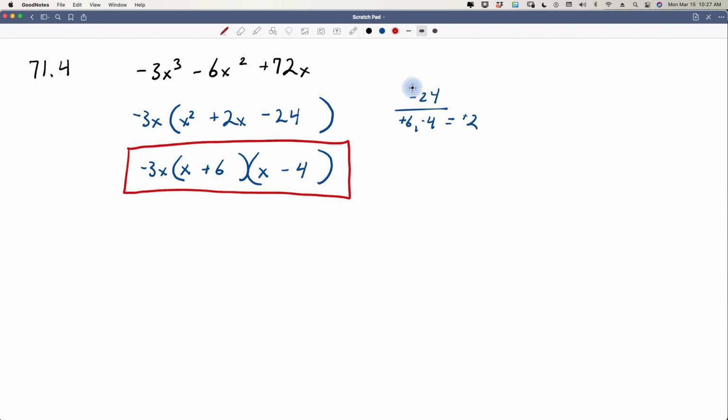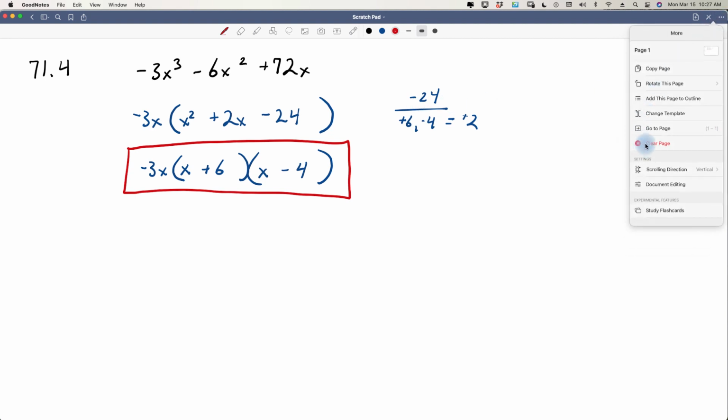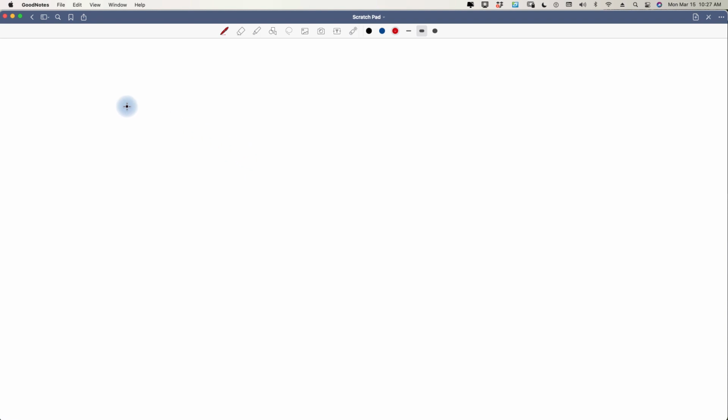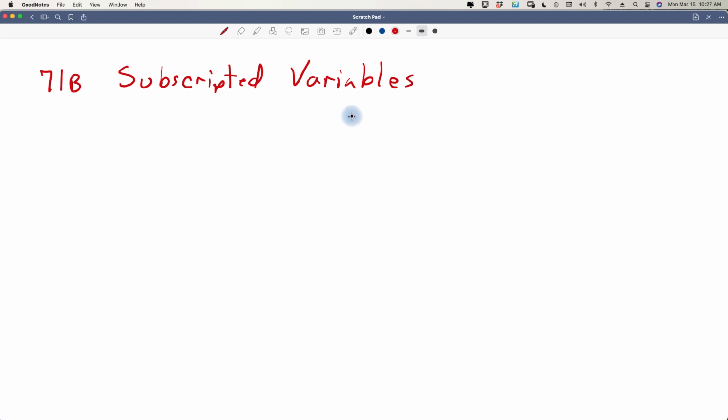All right, now we're moving on to the second part of lesson 71, which is subscripted variables. It's just a different type of variable. It is not difficult at all. Think about when we're first tempted to write a variable, we want to make it describe kind of what we're doing. That's all a subscripted variable is. It's a better descriptive variable.